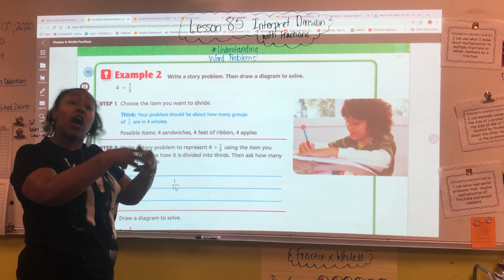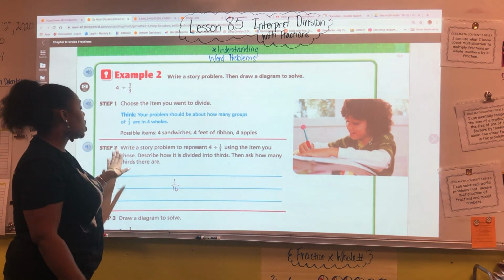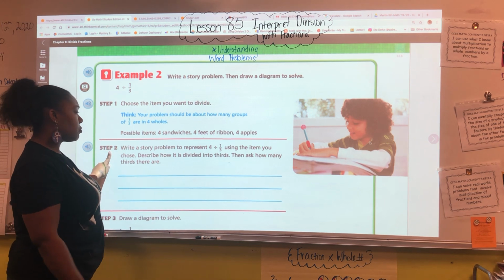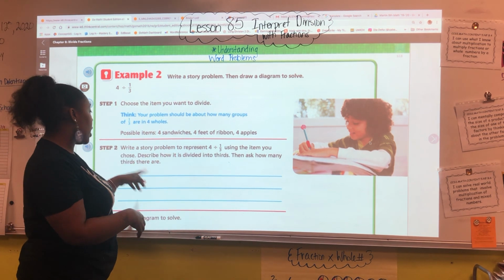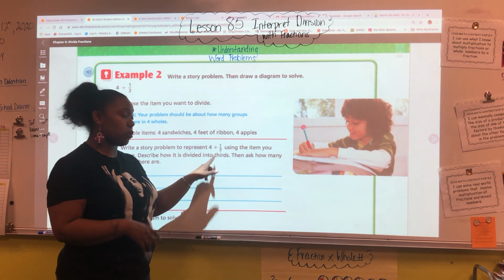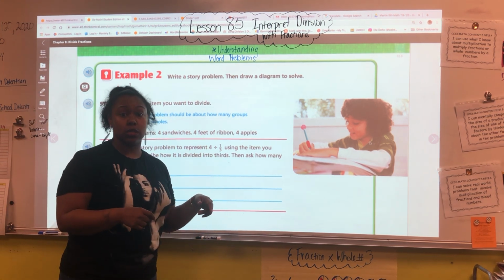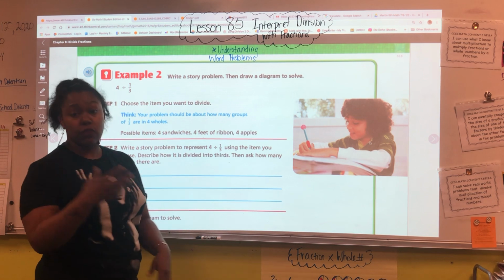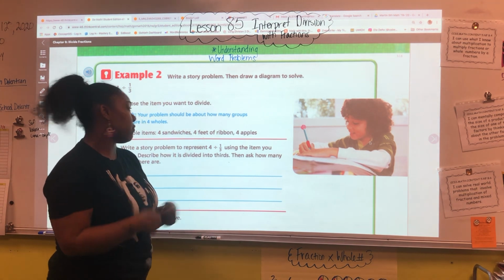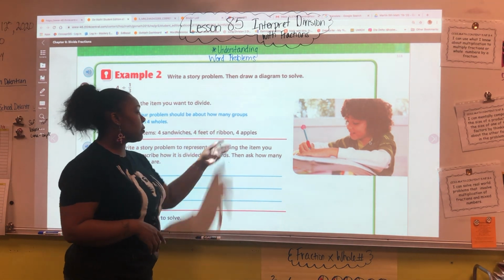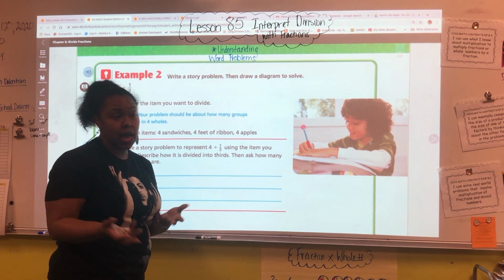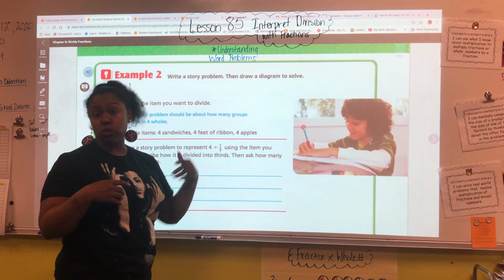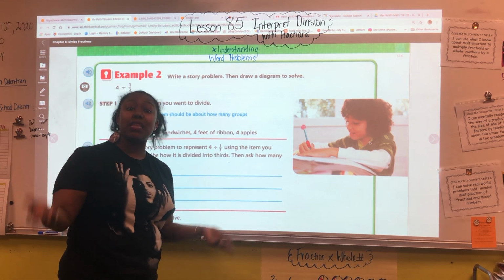You can start with 4 of something, 4 whole things of something. So when you write your story problem, you're going to use those 4 things, and you're going to describe how we divided those 4 things into thirds. It could be sandwiches that you divided into thirds so that more people can be fed. It can be 4 feet of ribbon that you divided into thirds to make ribbons that are that size, right? If you're doing apples, you can divide them into thirds to share with people at snack.